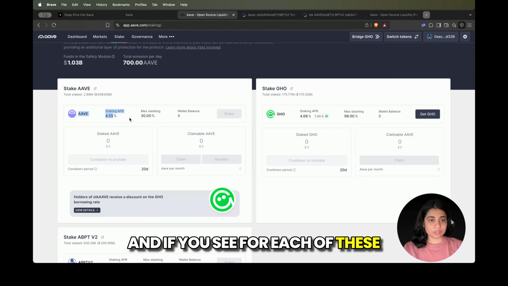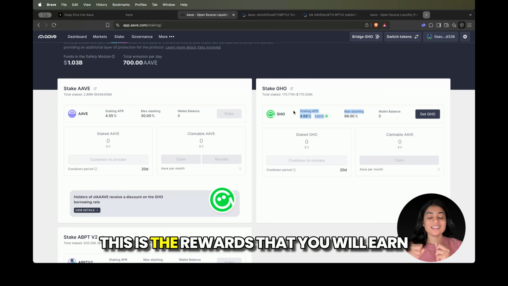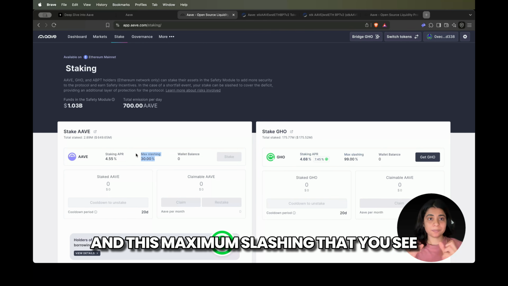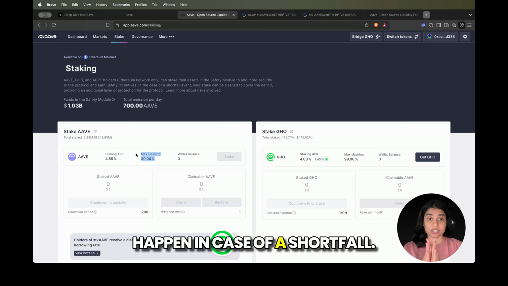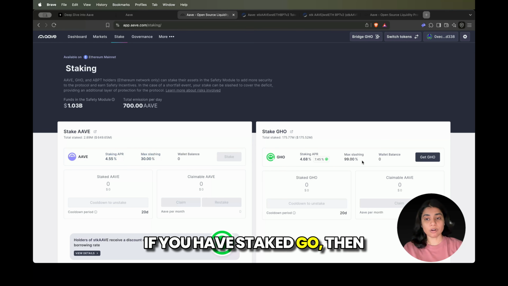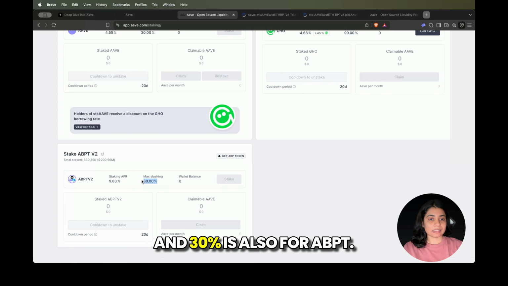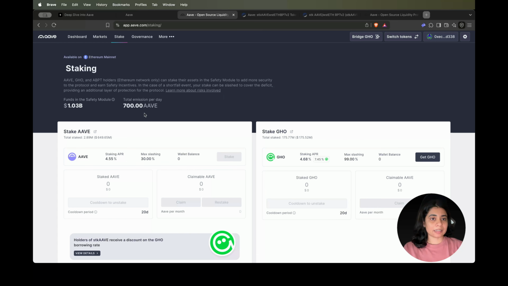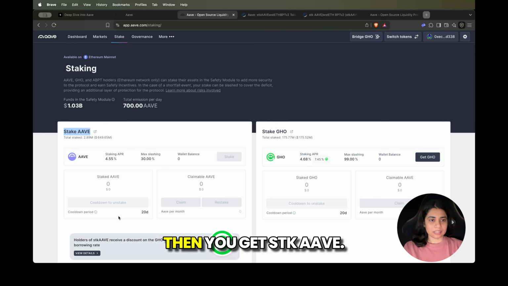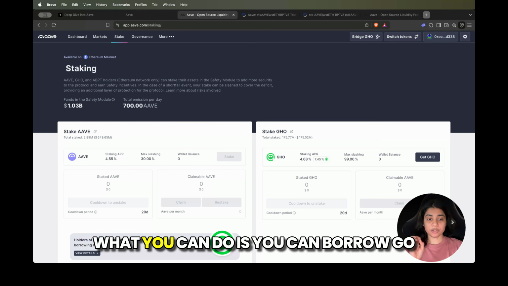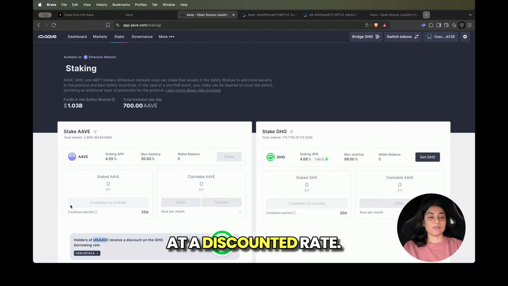And if you see, for each of these, they have given the staking APR. This is the rewards that you will earn when you stake your assets. And this maximum slashing that you see is something that will happen in case of a shortfall. So if you have staked Aave, then maximum 30% could be slashed. If you have staked GHO, then maximum 99% could be slashed. And 30% is also for ABPT. So this is how the staking works. And one more thing to note here is if you have staked Aave, then you get stkAave. If you have staked Aave, you can borrow GHO at a discounted rate. So that's another benefit of staking Aave.